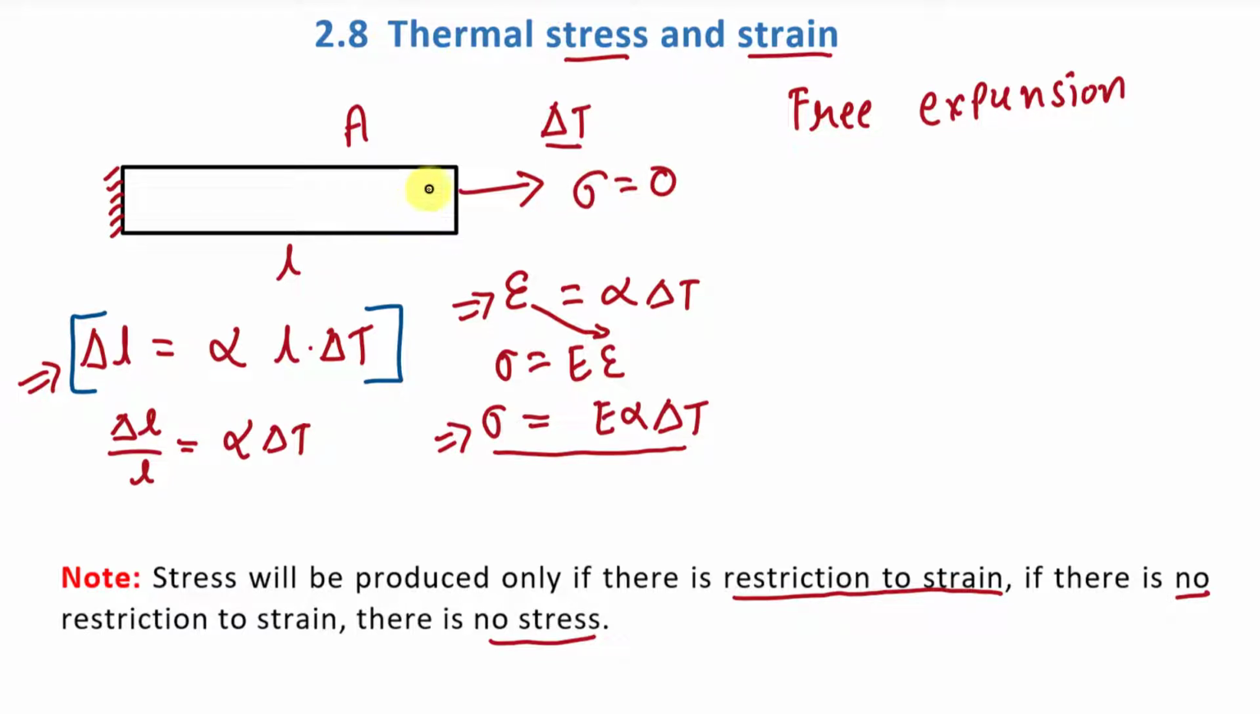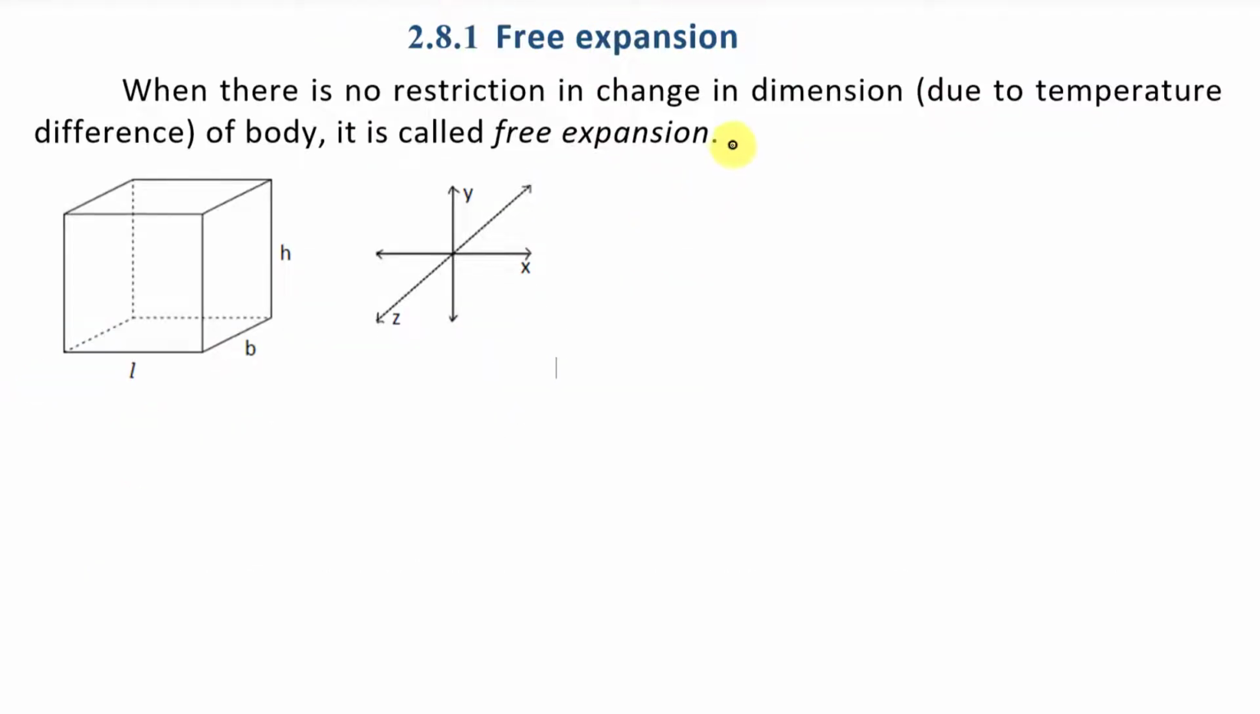If we restrict the change in length of this body, then stress will be produced and value of stress will be E alpha delta T, and if there is no restriction to change in length of body, then this case is called as free expansion, and in that case value of stress will be 0. What is free expansion? When there is no restriction in change in dimension due to temperature difference of body, it is called as free expansion, right? That we have discussed earlier.